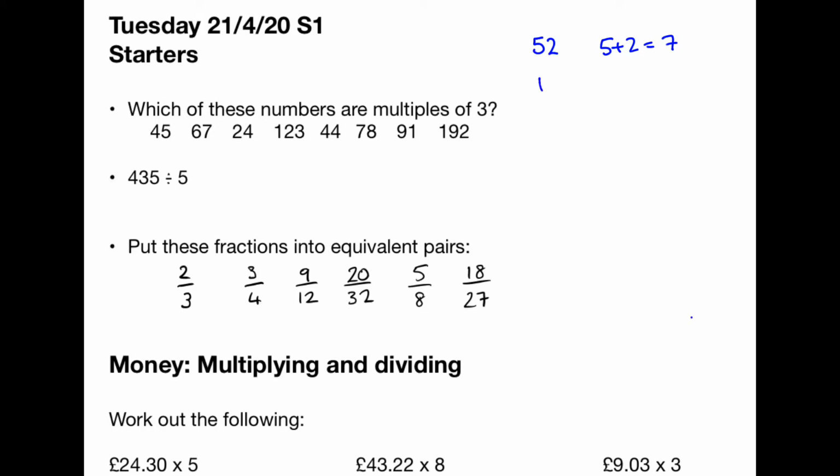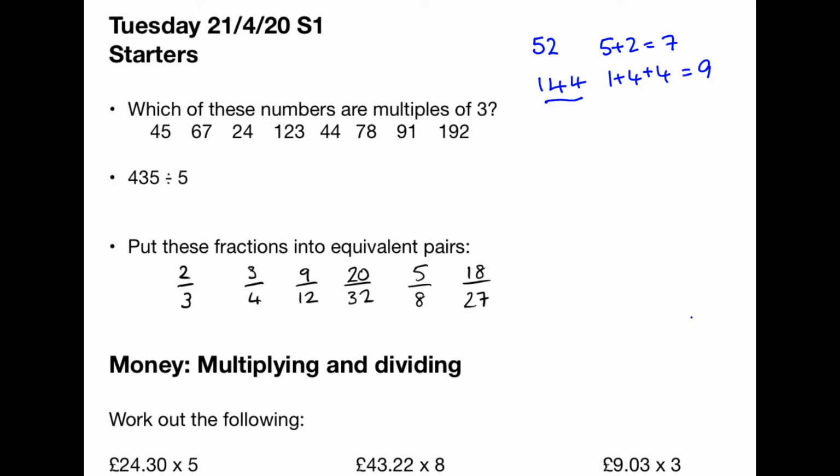Okay, let's look at 144. If we work out 1 add 4 add 4, that gives us 9. 9 is in the 3 times table. So 9 is a multiple of 3. Therefore, 144 is also a multiple of 3. So you do that for the numbers that we've got here, and we'll go through the answers just now.